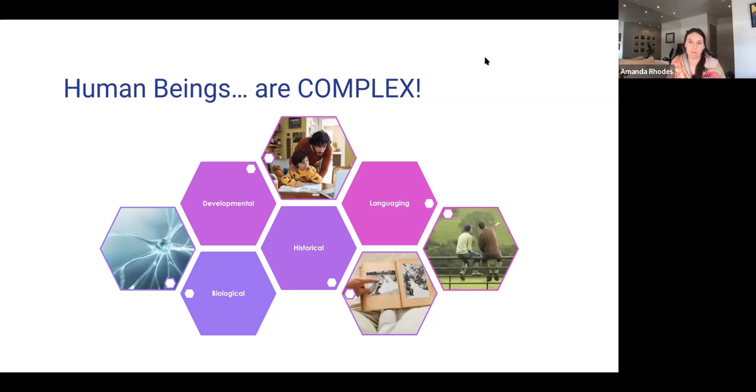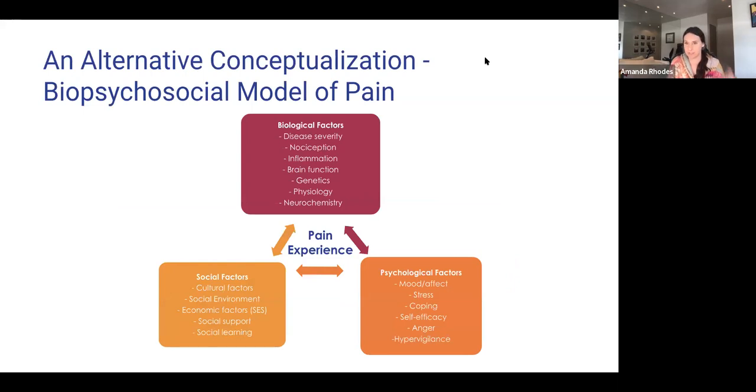So if you want to move on to the next slide, this is the alternative to the medical model of pain. And this is the biopsychosocial model of pain. I'm not going to spend too much time here because I know you all know what the biopsychosocial model is. It's just related to pain. So some of the things that we look at in terms of biological factors are, is there disease, nociception? Is there inflammation happening? Is there brain functioning, depending on the type of pain? We look at genetics, physiology, neurochemistry.